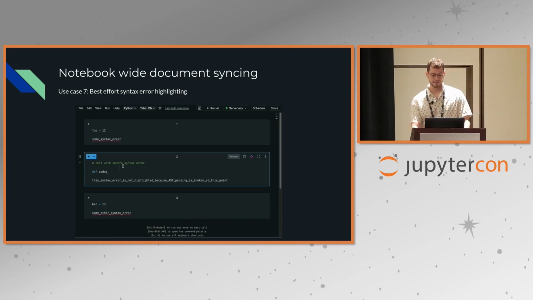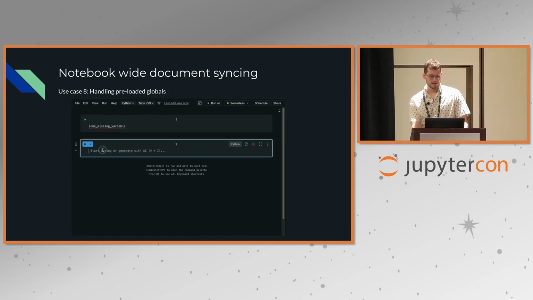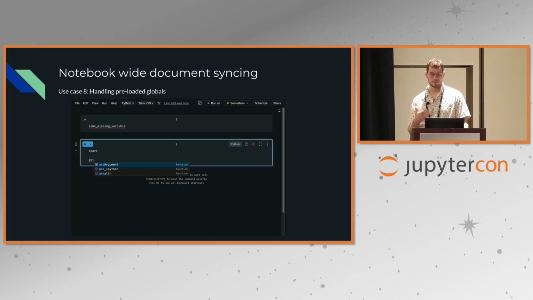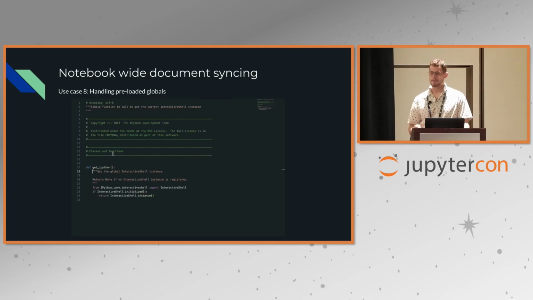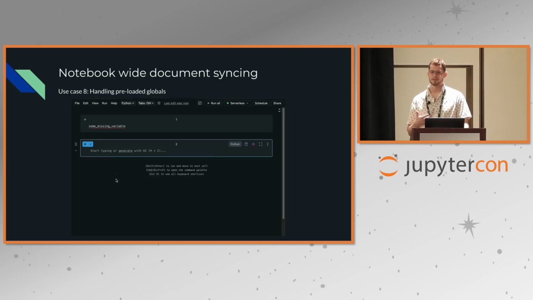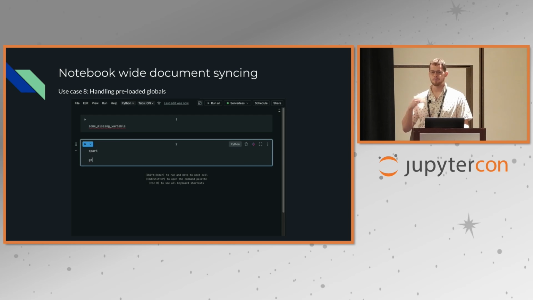So you won't get any extra syntax error highlighting for that cell, but you'll still get syntax error highlighting for all the subsequent cells. And then finally, one of the nice things we do at Databricks Notebooks is that we preload a bunch of globals. For example, Spark and get_ipython are very commonly used things by our users. So instead of forcing the user to import them manually at the top of every notebook, we import them automatically.